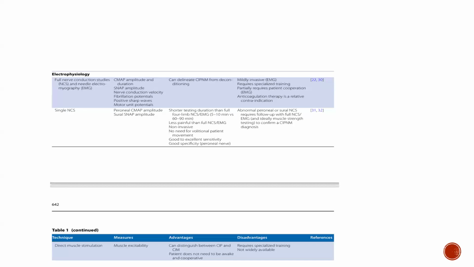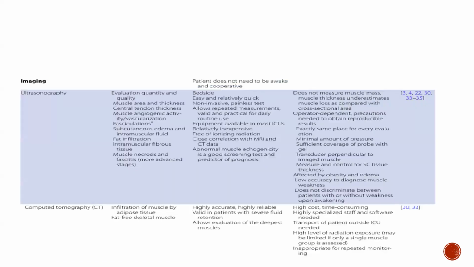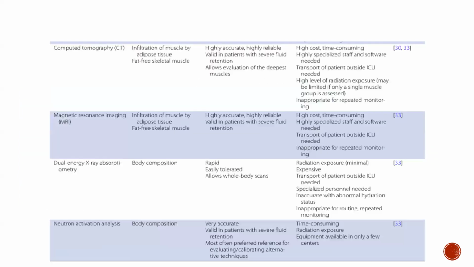Next, electrophysiological studies can be helpful in diagnosis, like EMG, NCV, and direct muscle stimulation test. Further imaging studies can be useful, like ultrasonography and CT. CT is highly accurate and highly reliable. It is valid in patients with severe fluid retention. MRI is also highly accurate and highly reliable.